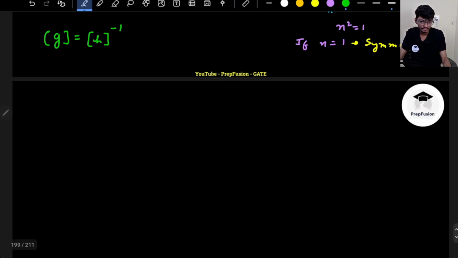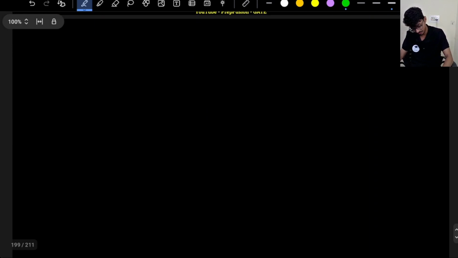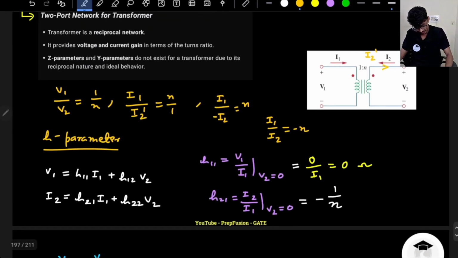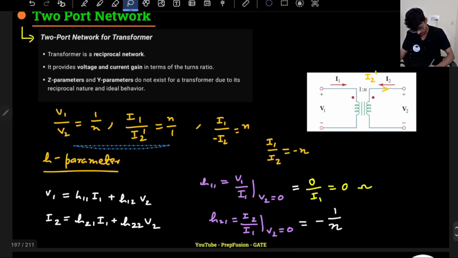So what about the ABCD parameters? Let's calculate the ABCD parameters. I will copy this whole thing because this will be required anyways.